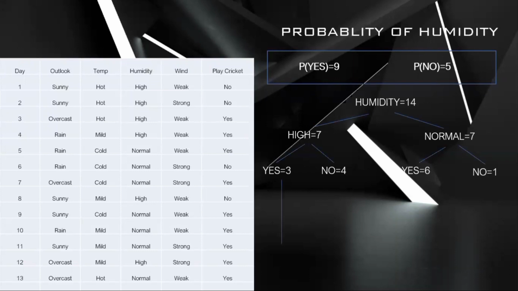So speaking about the probability of humidity, the probability that I can play cricket with high humidity is equal to 3 by 9. And the probability that I cannot play cricket with high humidity is 4 by 5.